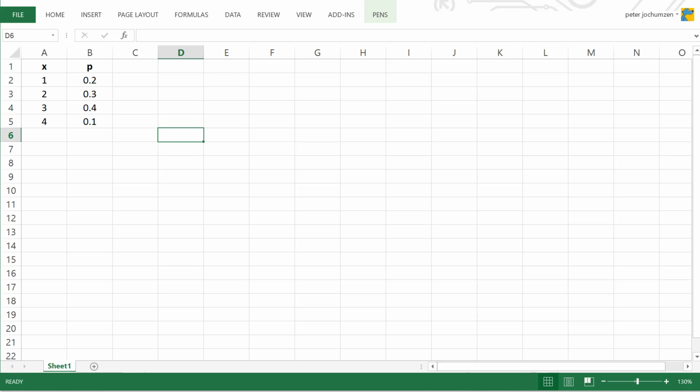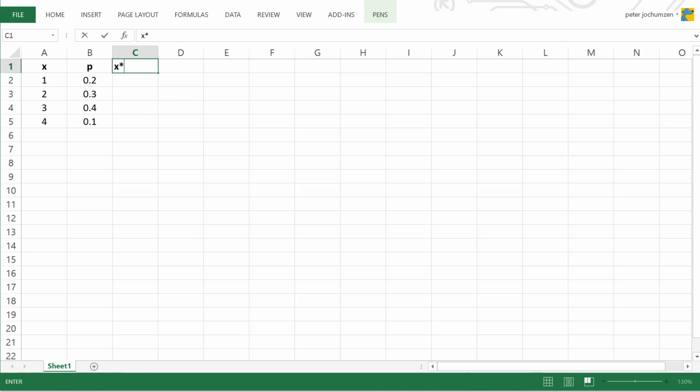So here's a simple example of a random variable. It can take 4 different values, 1 through 4, and this is our probability. So this is the probability mass function. Before we can compute the variance, we need to calculate the expected value. And the expected value is just the weighted average of these 4 numbers, where we weigh by these probabilities.